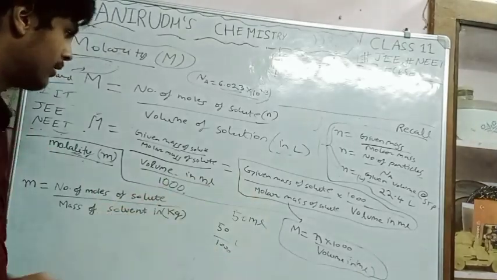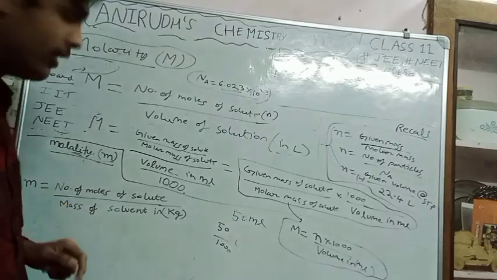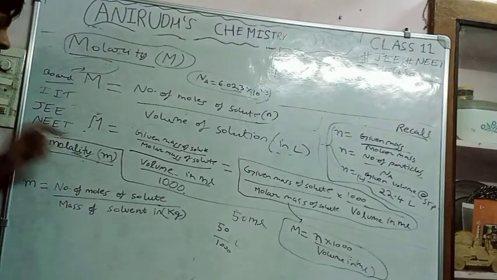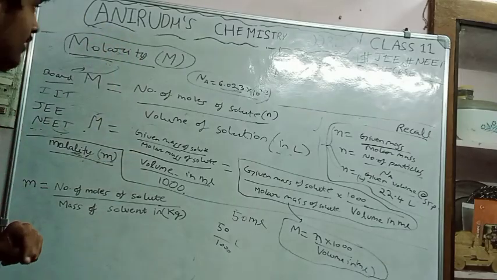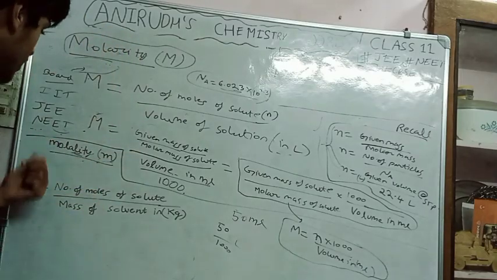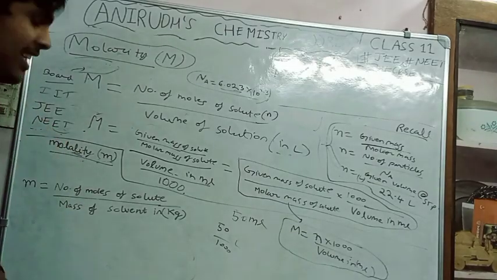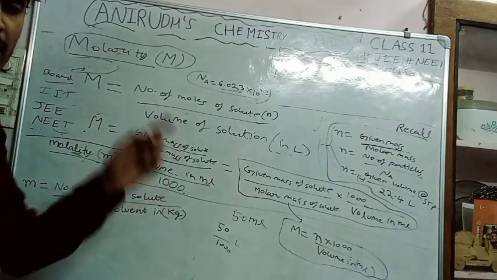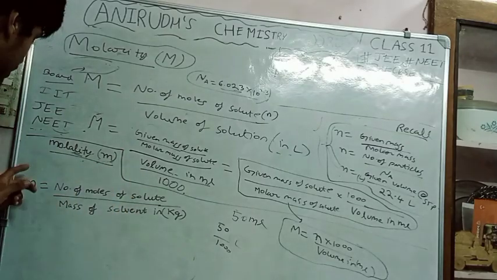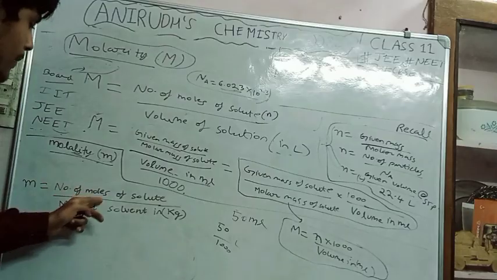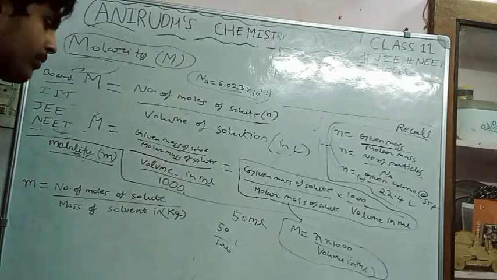Similarly, this is the story of molarity, represented by capital M. Now I am going to tell you about molality. Molality is represented by small m. The formula of molality, small m, is equal to the number of moles of solute by mass of solvent in kg. Let us repeat it: molality is equal to the number of moles of solute by mass of solvent in kg.